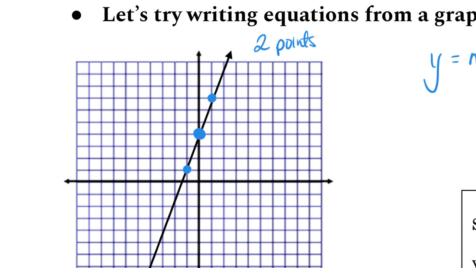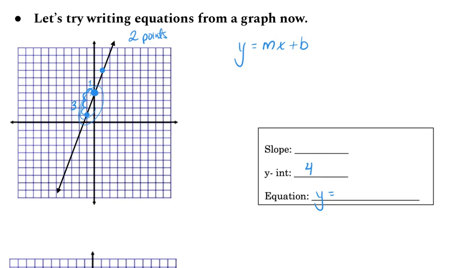So let's use these 2 points. Let's start with the one on the left. Let's see how much it goes up, then how much it goes over. Well, it goes up 1, 2, 3. Go ahead and put a 3 right there. It goes up 3. Then how many does it go over? Well, it goes over 1. So what is our slope? Our slope is up 3 over 1.